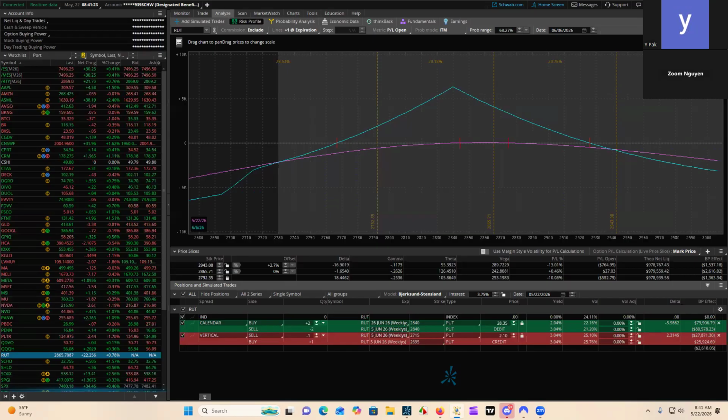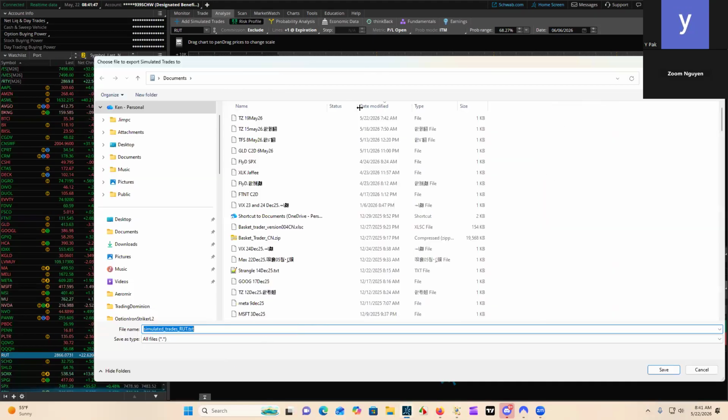But I'll show you that, and I'll keep this here too in my simulated trade so we can watch it, but I'll have a real trade on as well. And we forgot, we've got to export current trades. Just save that so that you don't ever lose it. I'll call it simulated TZ and I'll put the date, maybe May 26. I know which one it is.